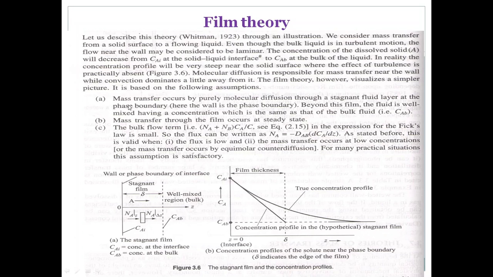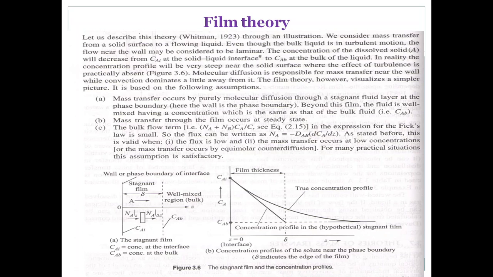What are the assumptions? Mass transfer occurs by purely molecular diffusion through a stagnant fluid layer at the phase boundary. That means this stagnant fluid is purely molecular. For molecular diffusion, we can also calculate the mass transfer coefficient. But the same assumptions are there, but what correlation do we use for convective, because we know that convective mass transfer gives maximum mass transfer.